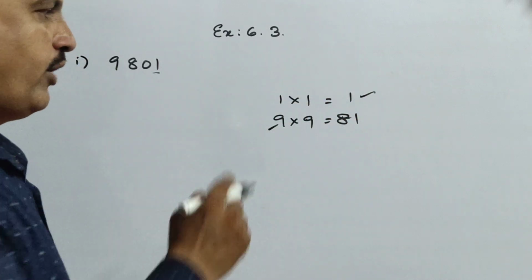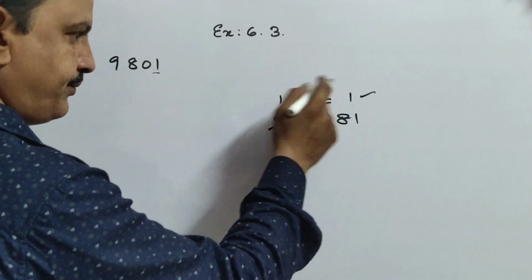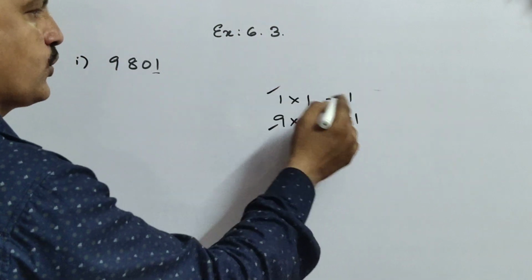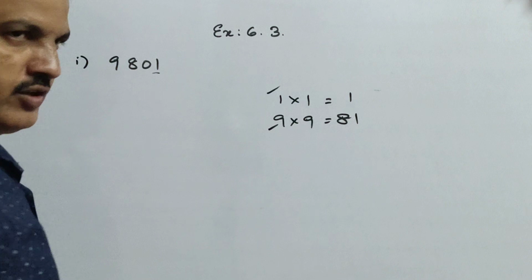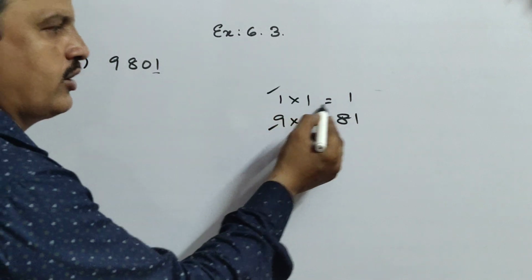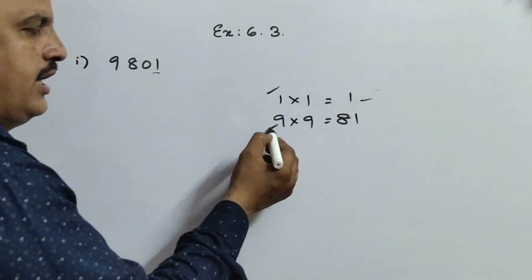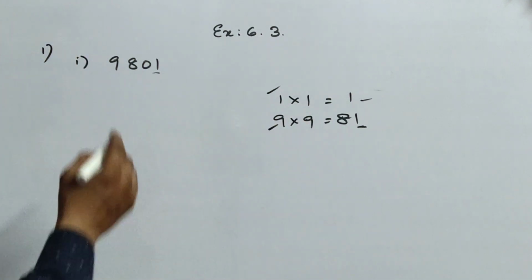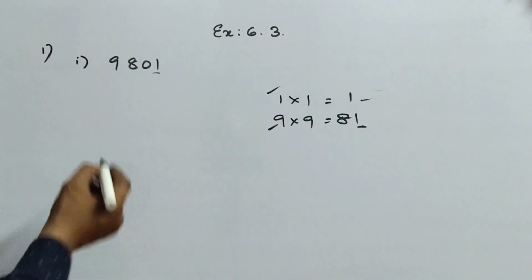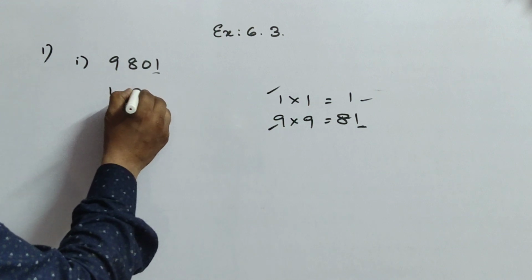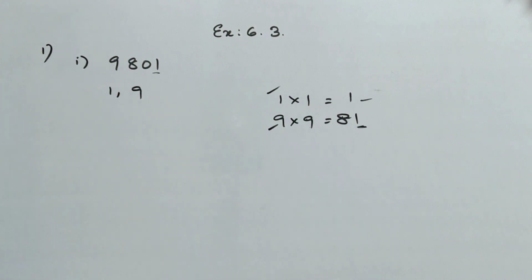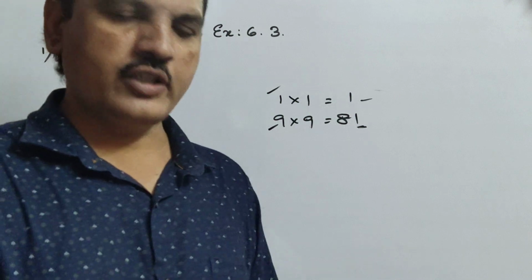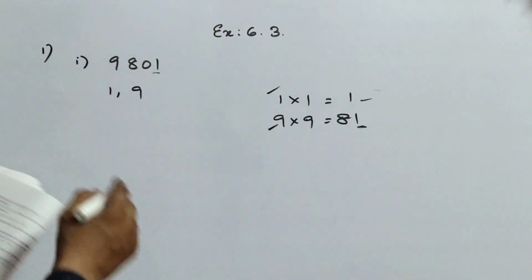1 and 9. Why? 1 into 1 is 1. 9 into 9 is 81. So when you are multiplying 1 into 1, you are getting 1 in the units place. And 9 into 9 you are multiplying, you are getting 1 in the units place. So the simple answer is, in the textbook itself we can write the answers are 1, 9. That's all. Next, I think you can tell very easily. Next question.